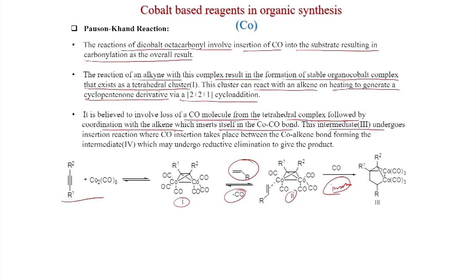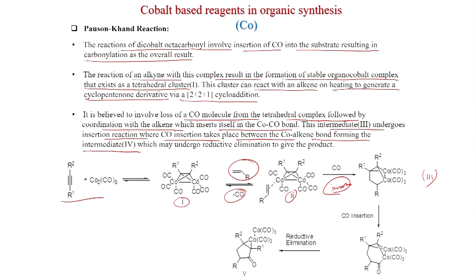This is intermediate 3. Now intermediate 3 undergoes an insertion reaction where carbon monoxide insertion takes place between the cobalt-alkene bond, forming intermediate 4. So, this is intermediate 4, which may undergo reductive elimination to give the product. Here you can see this bond is broken and this alkene gets inserted, and now carbon monoxide gets inserted into this bond. So, here carbon monoxide comes, and this is the olefin part, and now CO inserts here.